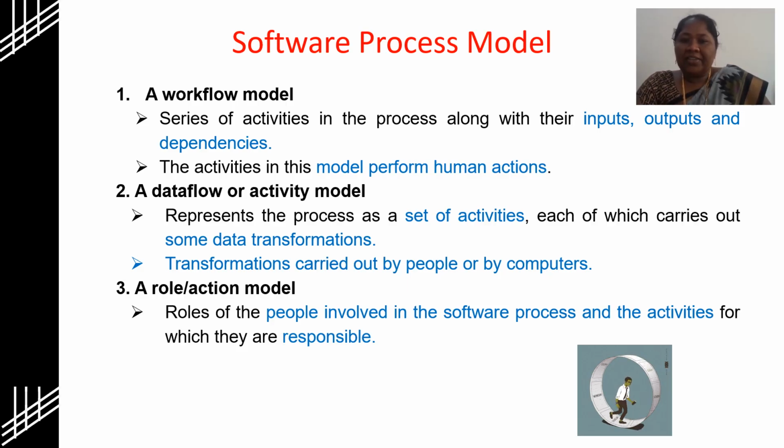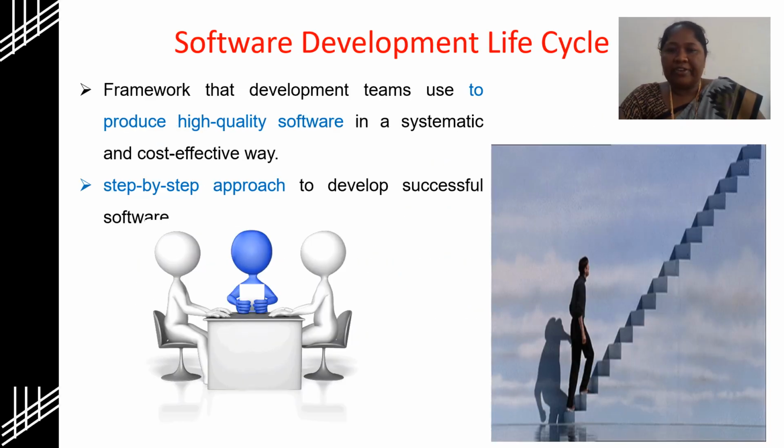And what is the role or action model in this software designing part? There are different people who are involved. In the previous video we have seen that a lot of people are involved, and each person knows their assigned work, the process they are supposed to do, or the activity they are supposed to perform. So they are responsible for such kinds of roles. A software process model consists of these different models inside this set of activities. What is meant by software development life cycle?